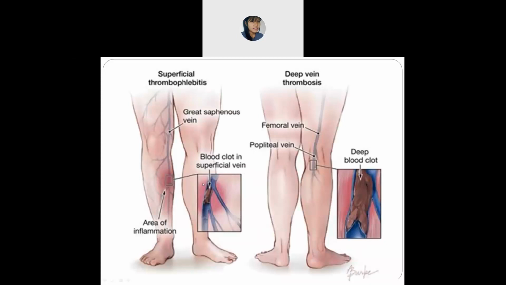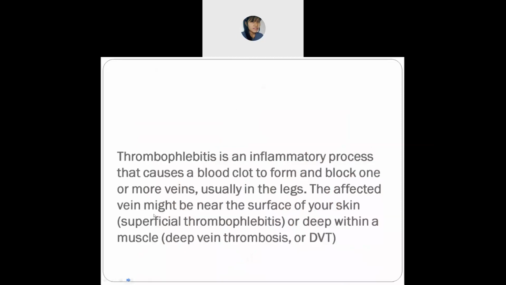Okay, so thrombophlebitis occurs in two veins, the superficial and the deep vein. So this is the superficial one and this is the deep vein. We will discuss mostly the superficial veins, which are situated just under your skin. Okay, so this is in brief about thrombophlebitis.